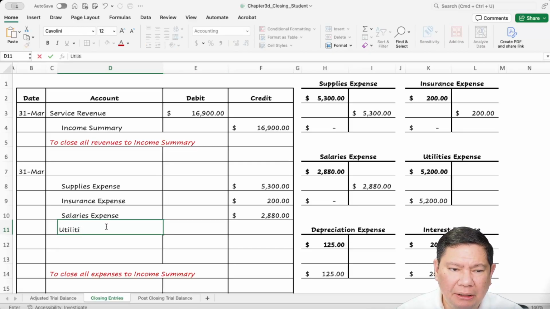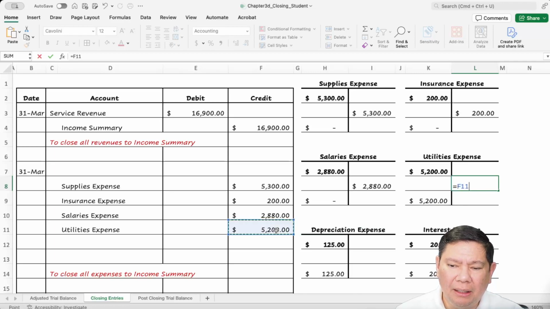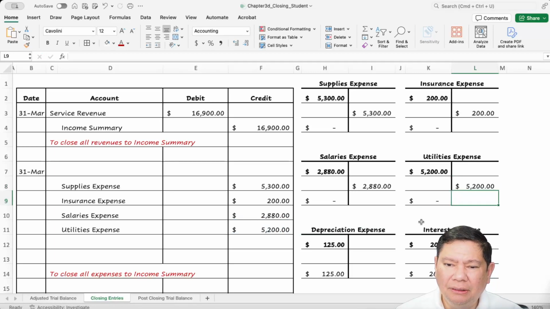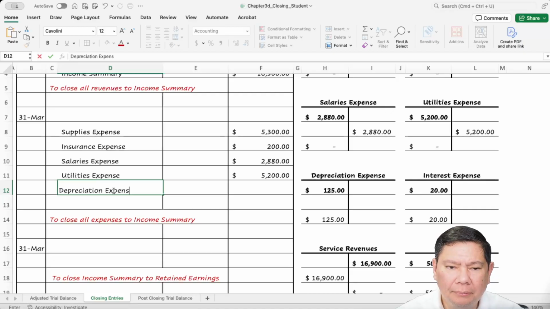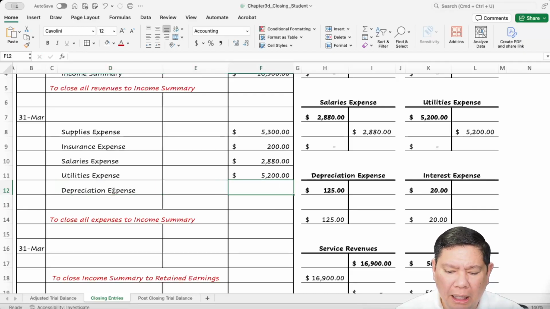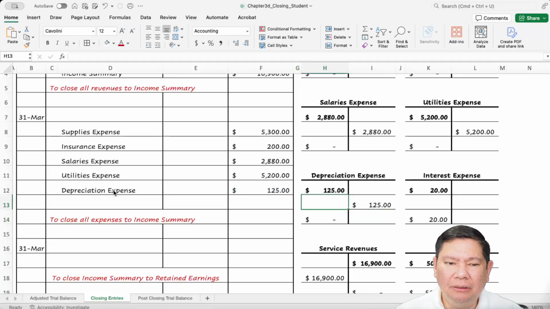Utilities expense, 5,200. Okay, we post it. Now it's zero. Two more. Depreciation expense, 125. We post it. Now it's zero.